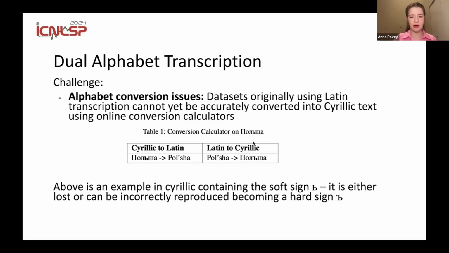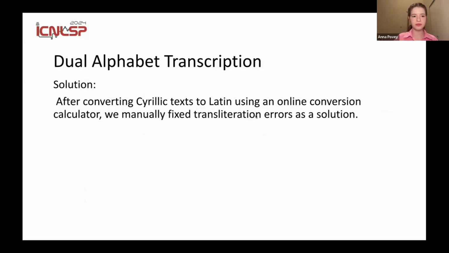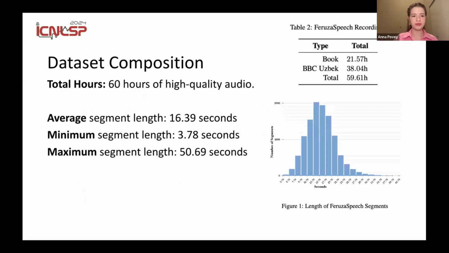So this is an example of where the soft sign is being incorrectly reproduced. Sometimes it's incorrectly reproduced, sometimes it's just lost completely. The solution to this issue is, after converting Cyrillic text to Latin using online conversion calculators, we also had to go back and manually fix transliteration errors as well.